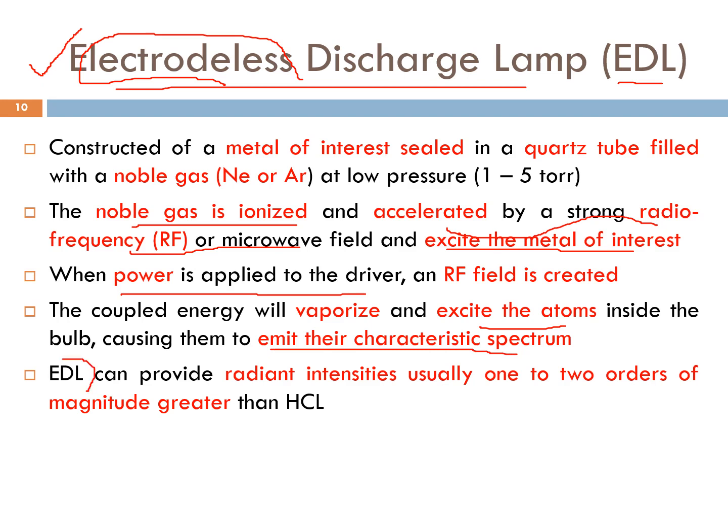Usually the EDL provides a radiant intensity of 1 to 2 orders of magnitude greater than the HCL. So basically, why is the hollow cathode lamp not suitable for volatile metals? Because with volatile elements, for example mercury or cadmium, a problem arises when our source of light has only low intensity and a short lifetime. So it is suitable to use these volatile elements in the EDL, which provides high radiant intensity of light.